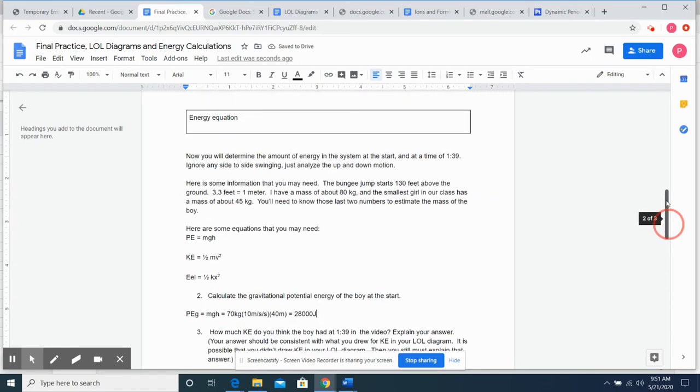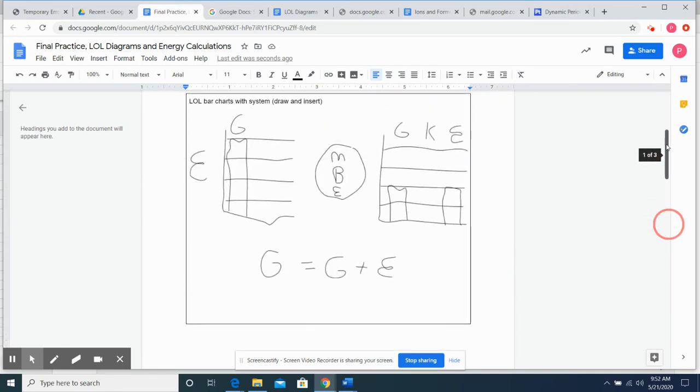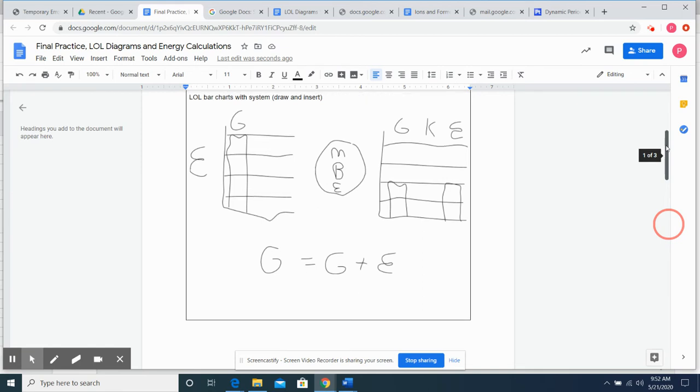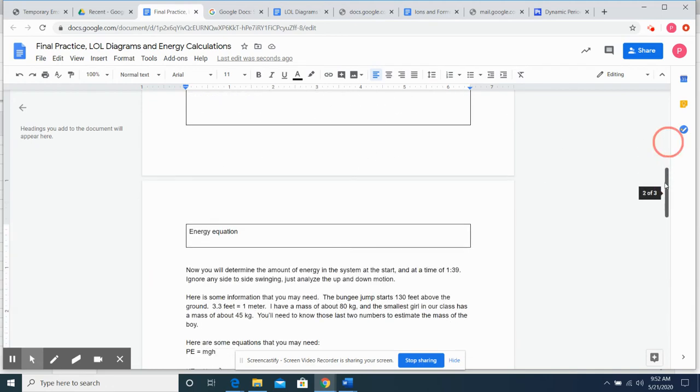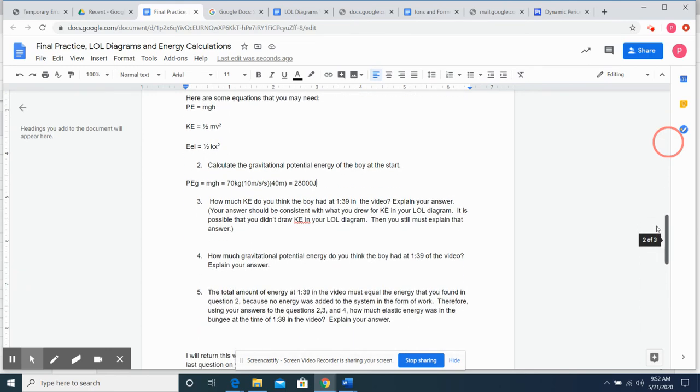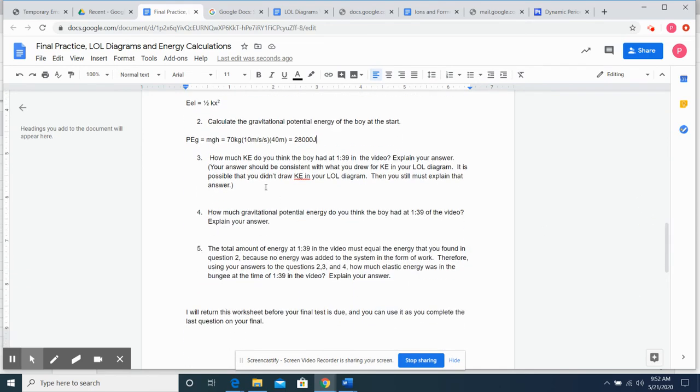So there's the total amount of energy at the start. Now, looking at my diagram, half that energy is left as gravitational energy. I said the person had no kinetic energy because I said they weren't moving at the very bottom of their swing, because they had to go between going downwards and upwards. And then I said that they had 2 bars of elastic energy, half of their original energy. So this problem, if you're thinking about your LOL diagram, can be quite simple now. How much kinetic energy do you think the boy had? I said he had 0.